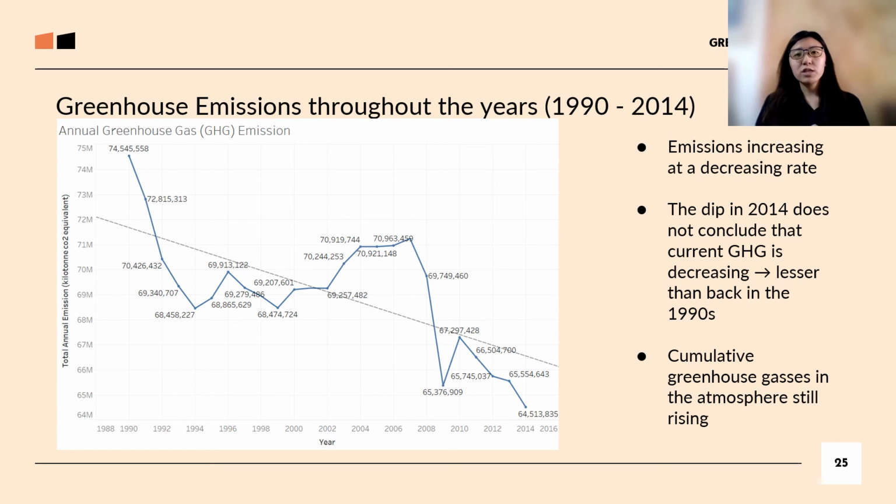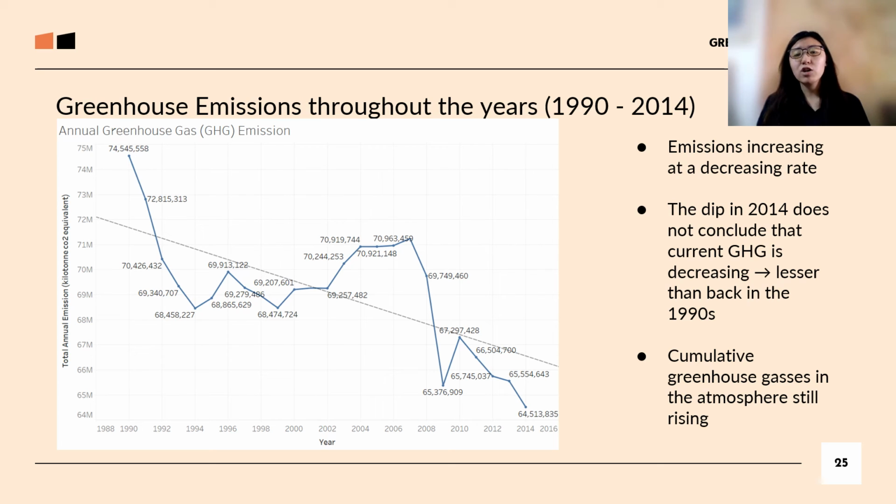And the dip in 2014 does not conclude that the current greenhouse emission is decreasing, but just the fact that it is lesser compared to back in the 1990s. And also, greenhouse emission is cumulative. Hence, we can recognize that the total greenhouse gases in the atmosphere is still increasing.